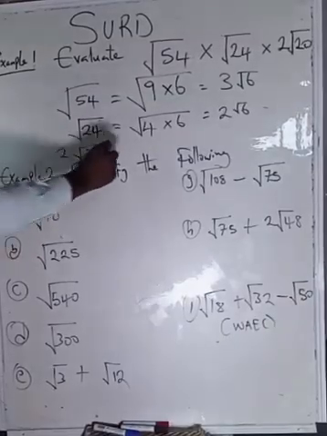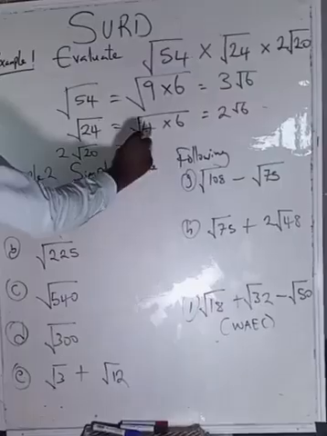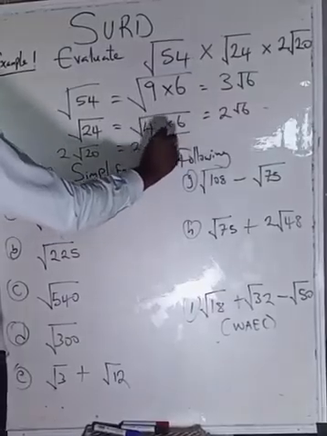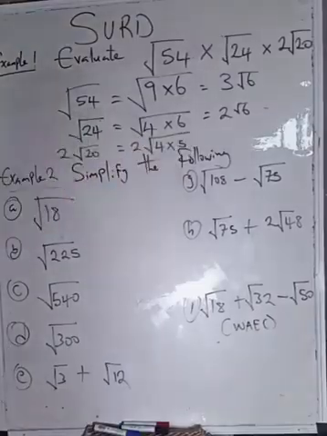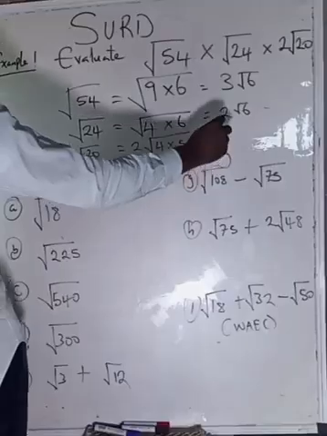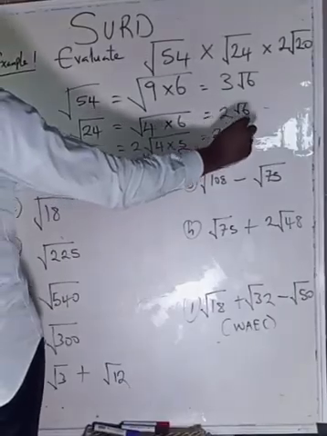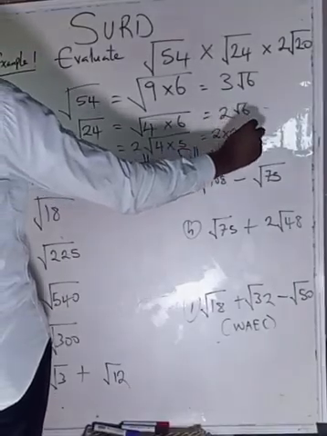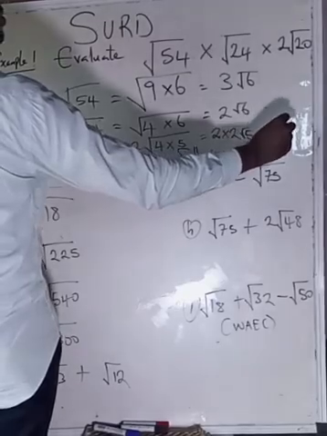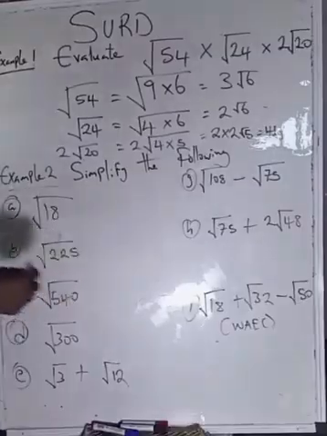Then for 2 root 20, we have 4 times 5. And 4 here is also a perfect square. So this will be the same thing as 2 times 2 root 5, which is equal to 4 root 5.